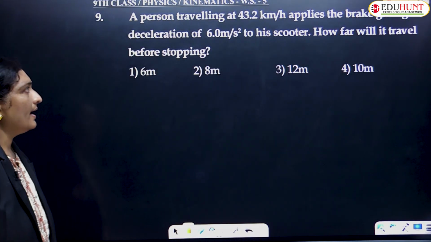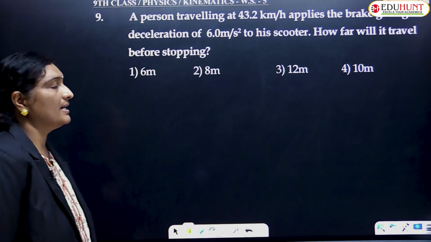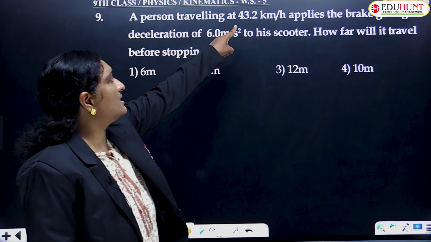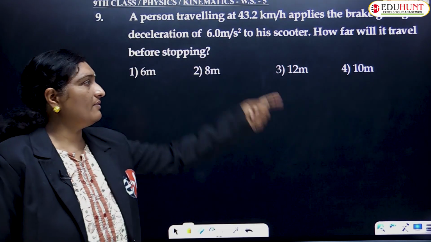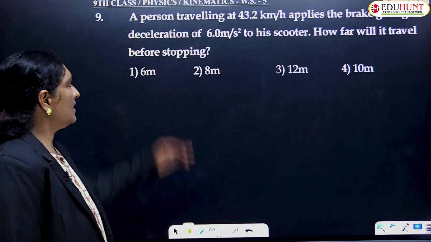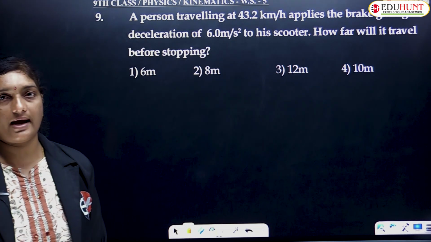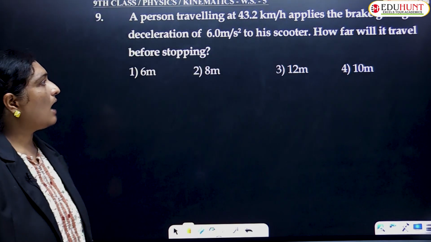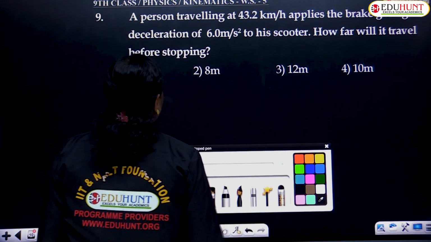A person traveling at 43.2 km per hour applies the brake, giving a deceleration of 6 meter per second square. So what is the velocity given? 43.2 km per hour. Okay. But options were given in meter, so you need to convert kilometer per hour into meter per second. The brake gives a deceleration of 6 meter per second square, deceleration or retardation. If A happens to be acceleration, deceleration is minus A. How far will it travel before stopping? Okay, so let us try to find it out.